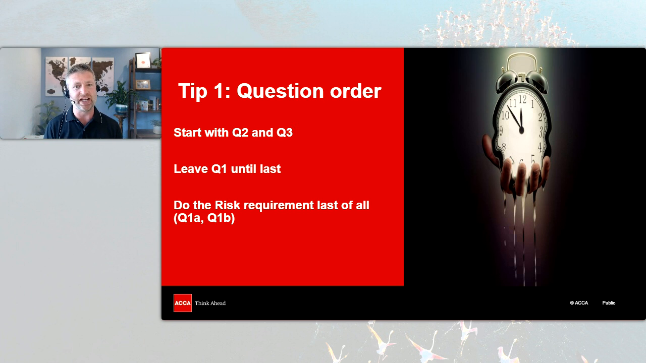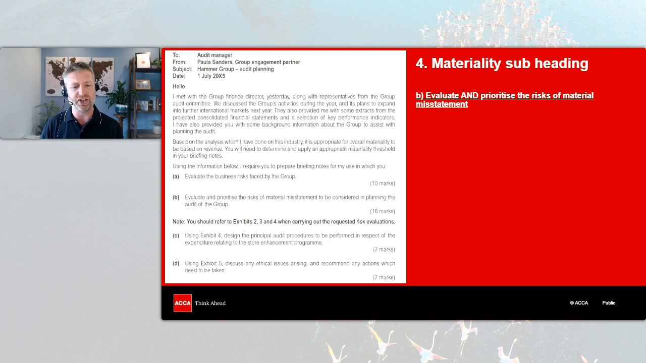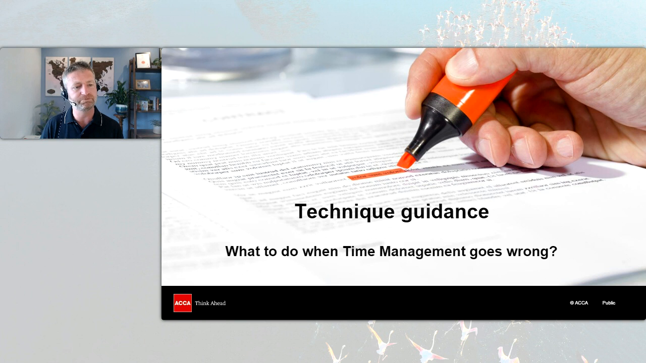And actually, I don't do question 1 A, B, C, D in order. If we go back to the previous slide, this question, I would have started with part C, audit procedures, first of all, because I only need to use exhibit 4 for those. So I bag my audit procedures marks. Then I do part D, the ethics. And then I come back and do the risk bits last of all, because it's the risk bits that take ages. And then I know how much time I've got left to do the most time-consuming bit of the exam.